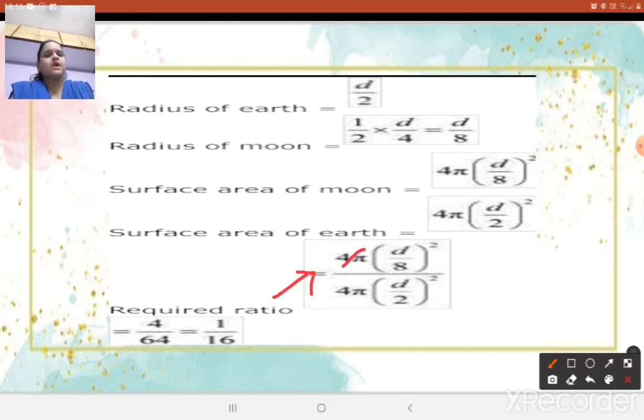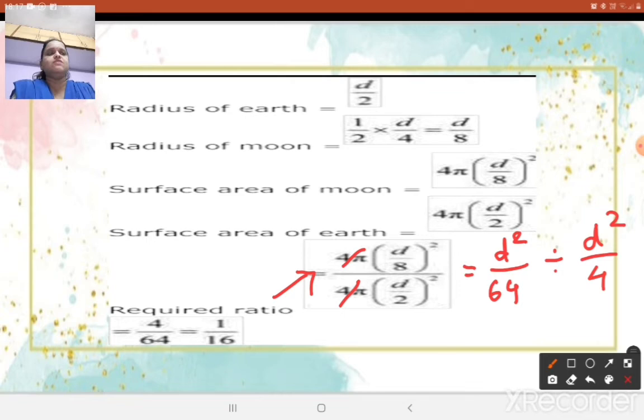This step is for this required ratio. So 4 pi and 4 pi will get cancelled. Yes, now see the calculation for the remaining part. Now I will write it in a division form. So it will become d square by 64. Is it correct? 8 square is 64. Divide by d square by 4. Just I have written this fraction in a division form.